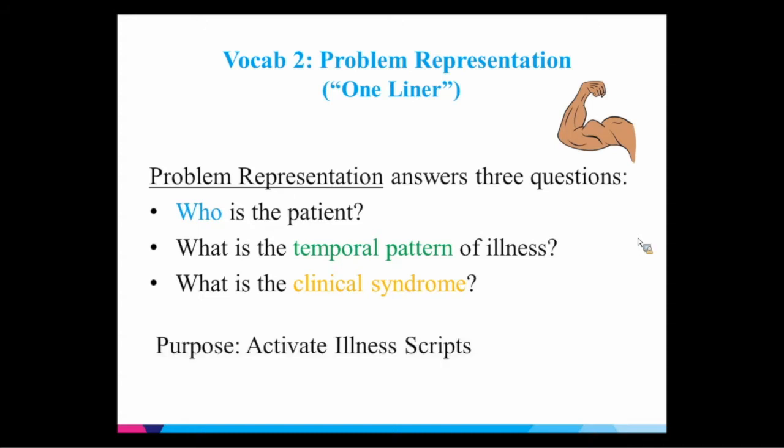So the way I think about this is, if your brain is a file box and has a whole bunch of files lined up and each of those files is an illness script, then the purpose of the problem representation is to activate the illness script, right? So someone says to you, oh, this is a patient with a history of injection drug use, presenting with subacute weight loss and fever, consistent with acute HIV or whatever. But the idea is that if you hear the first part of the one-liner before the "consistent with," then anybody listening can say, oh, I know, because that activated for me. I think of it like the file lighting up, and someone takes it out and then they can actually read the illness script and figure out what's going to happen.